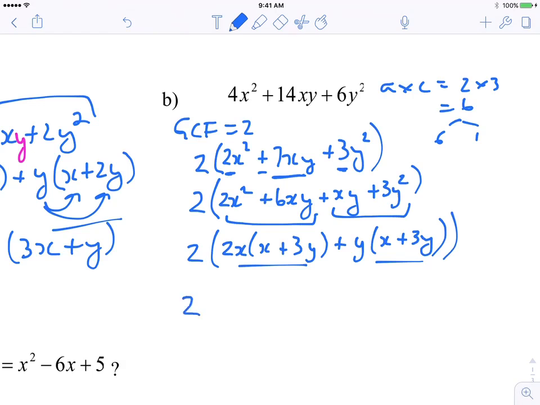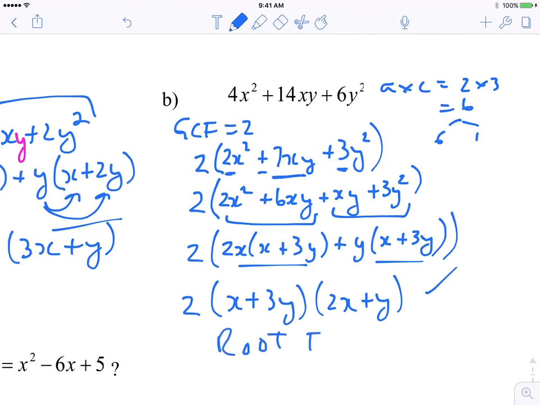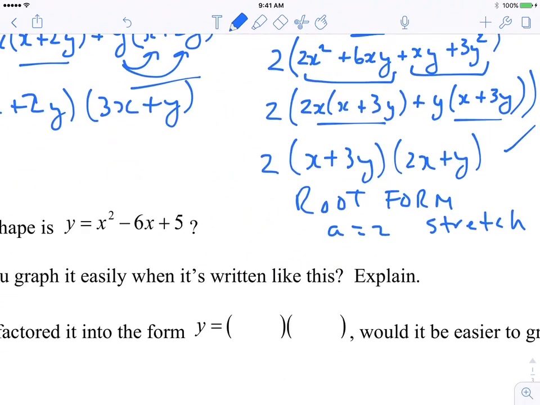And so now we can write 2 times x plus 3y times 2x plus y, and we're done. This is really root form, and we know that a equals 2, which is a stretch. I'm just pointing that out. It's not something you have to write, but I just want to point that out.